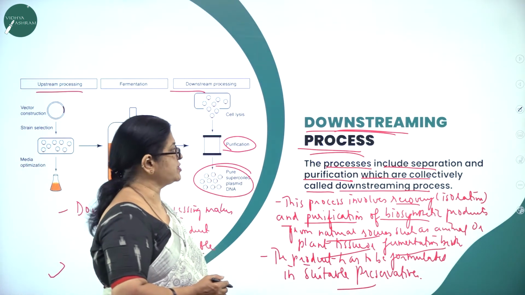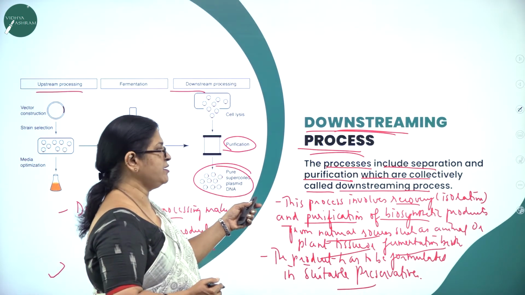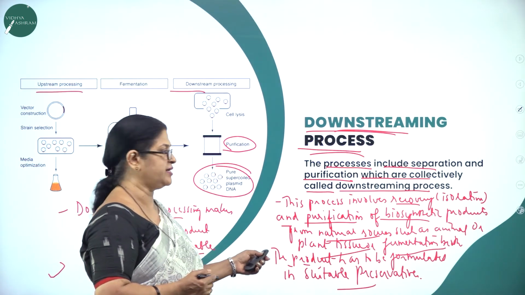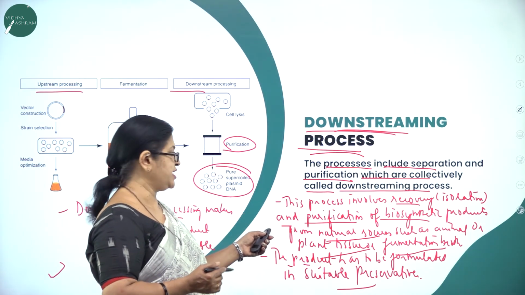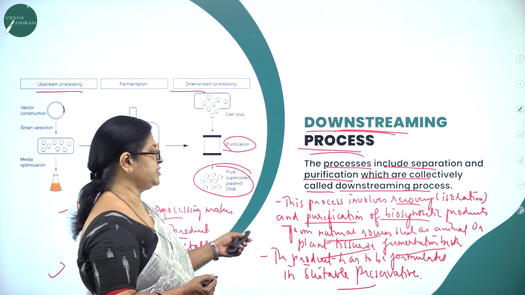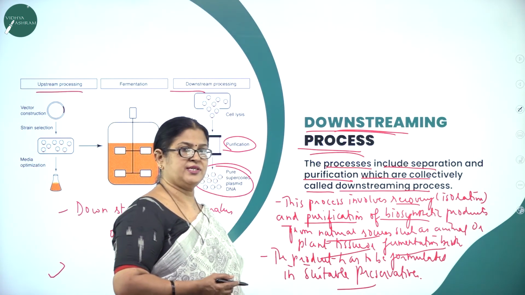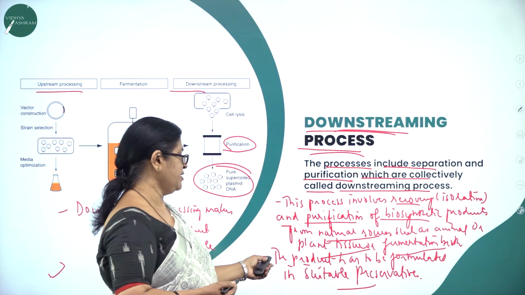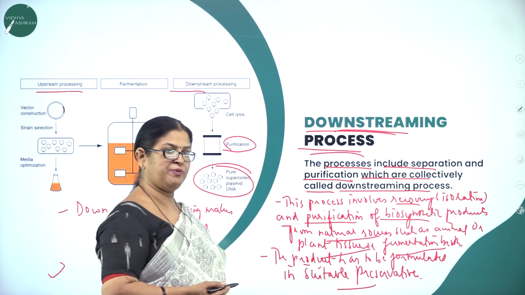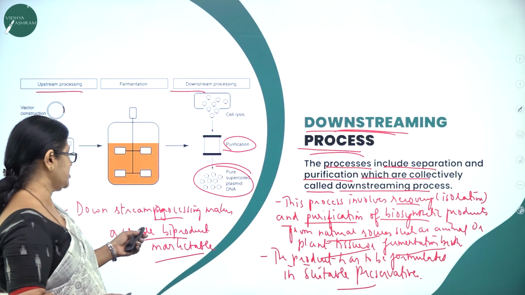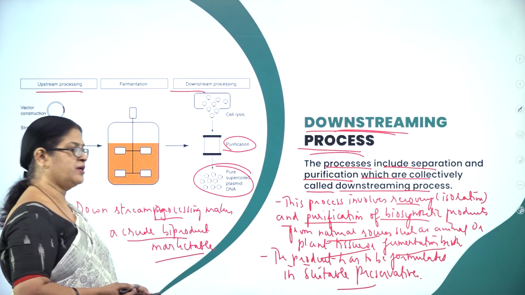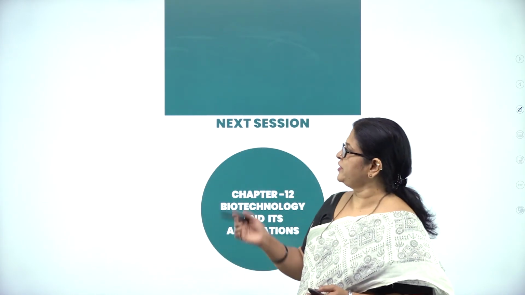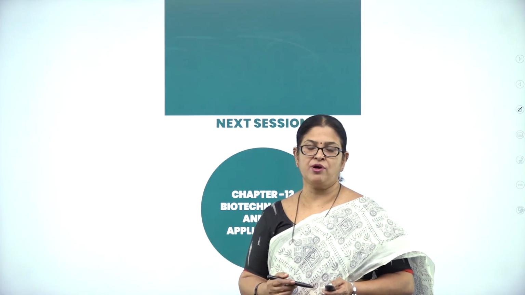So what is the downstreaming process? The processes include separation and purification, which are collectively called the downstreaming process. In this process, recovery, that is isolation and purification of biosynthetic products from natural sources such as animal or plant tissues or the fermentation broth, is done, and the product has to be formulated with suitable preservatives. So the downstreaming process makes a crude byproduct marketable.